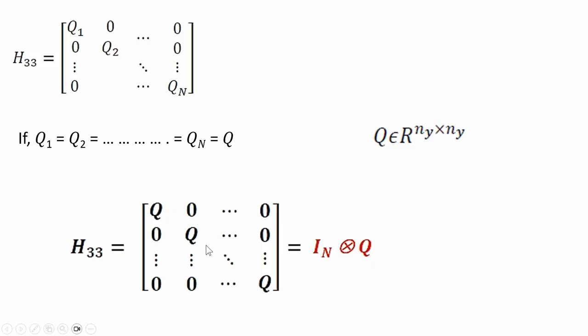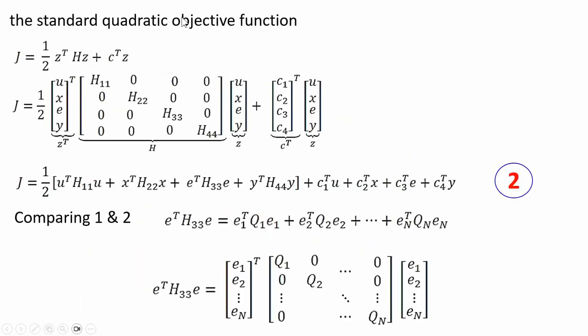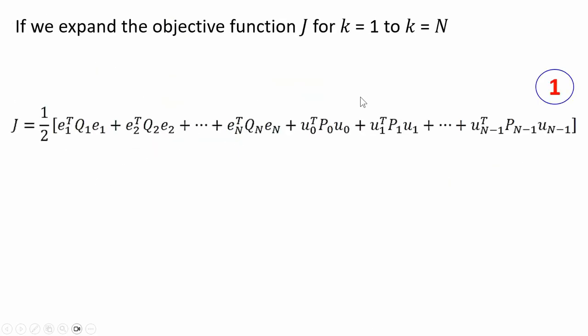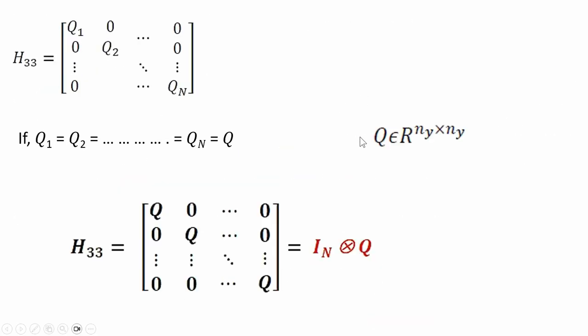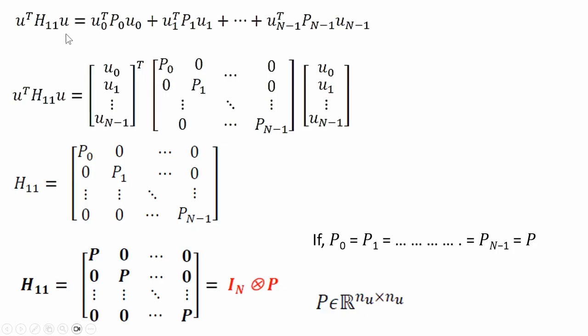Similarly, if we keep on comparing equation 2 with equation 1, we can see that u transpose H11 u from equation 2 must be equal to all of this one. That's why we can write, just like before, this right-hand side term in matrix form. This is u transpose, this is H11, and this of course is the u vector. So if you multiply u transpose H11 and u, you will get this function back again. Comparing both left-hand side and right-hand side, they are the same. That's why finally we have the H11 matrix as follows.